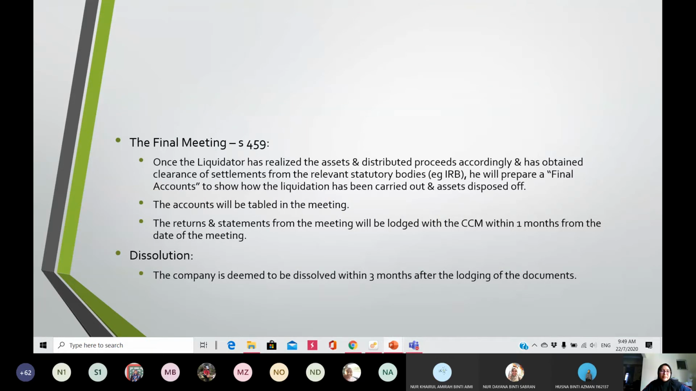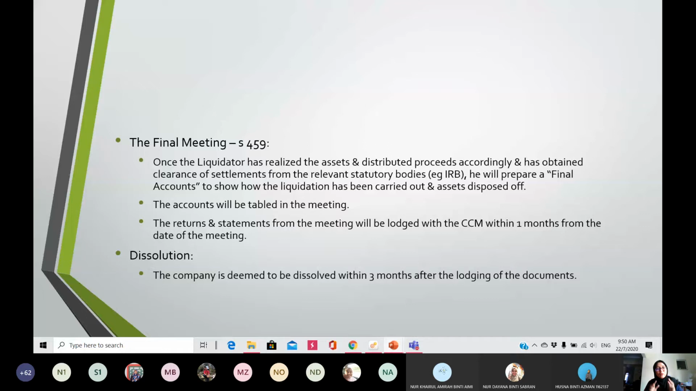Okay, and then he will prepare a final account to show how the liquidation has been carried out and asset disposed of. So the account will be tabled in the meeting, and then the returns and statement from the meeting will be lodged with the ROC, Registrar of Company, within 1 month from the date of the meeting. Okay, and then the company is deemed to be dissolved within 3 months after the lodging of the document. Okay, so proses kat sini banyak macam bukan lawyers punya ni lah, bukan lawyers punya cerita lah. So basic idea, this is just for you to know what happened after the winding up.